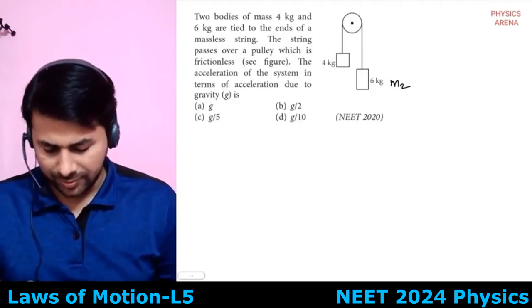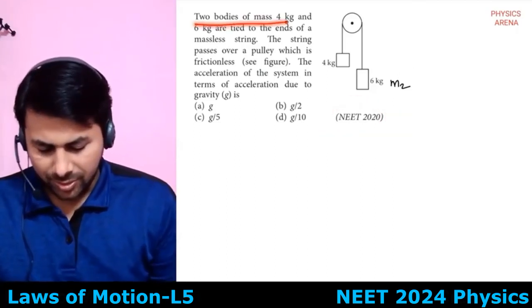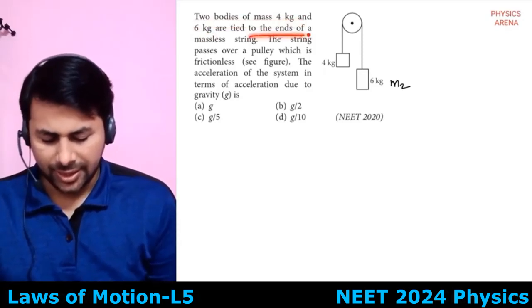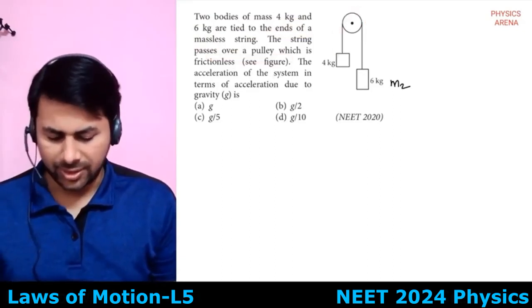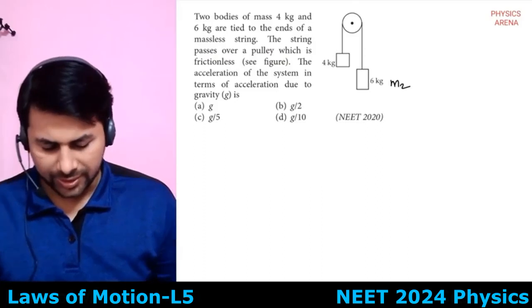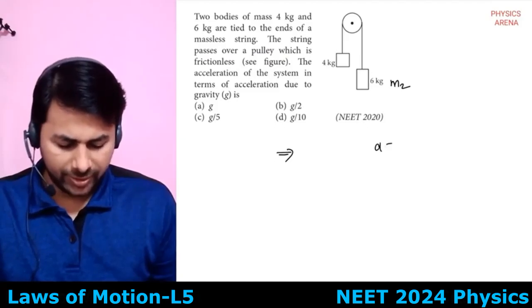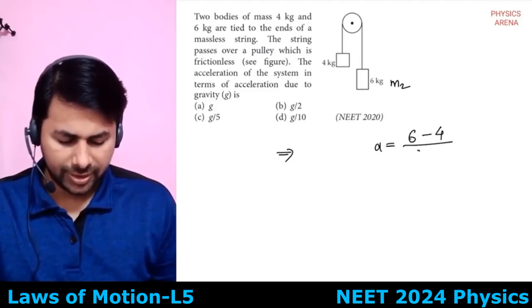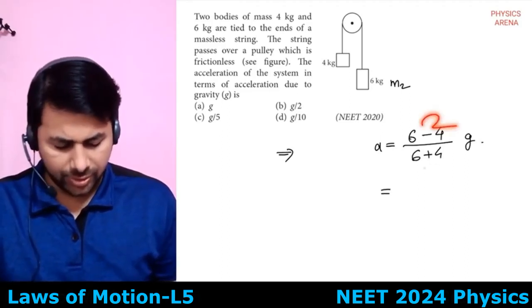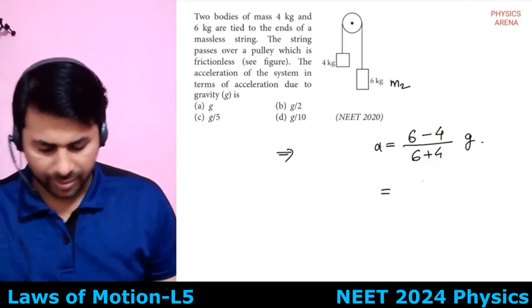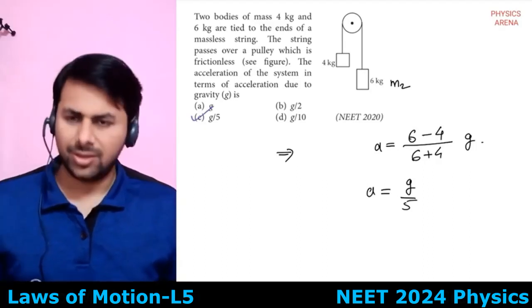Next question. This is fairly recent, we can say. Two bodies of masses 4 kg and 6 kg are tied to the ends of a massless string. The string passes over a frictionless pulley. Let's check. It is M2 minus M1, which is 6 minus 4 divided by 6 plus 4 multiplied by g. So this is 2 divided by 10, or 1 by 5. So it is g by 5. It's option C.